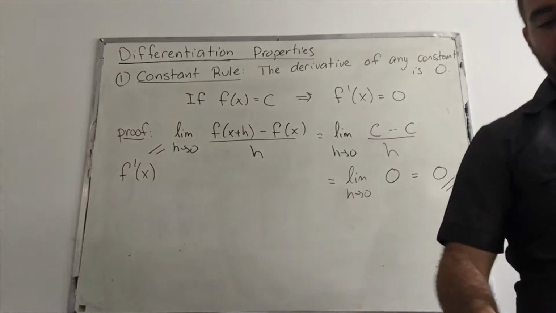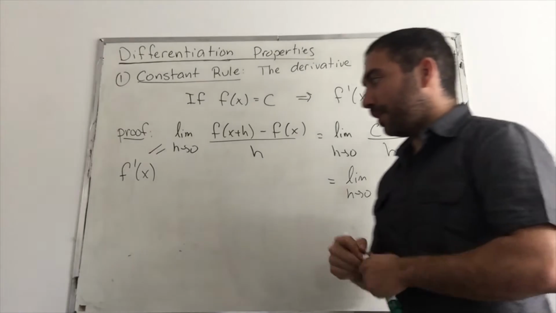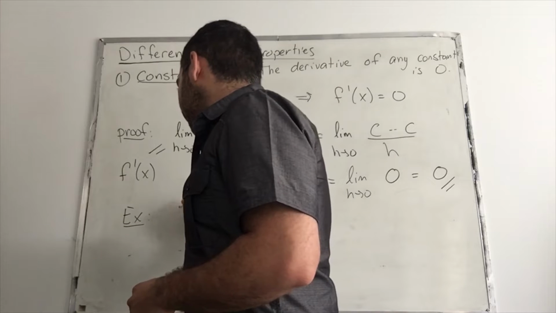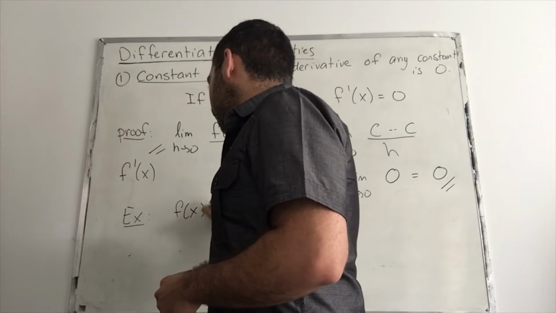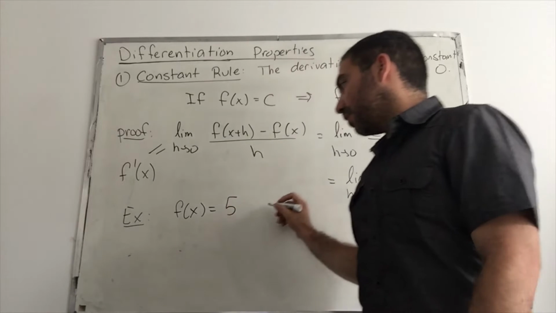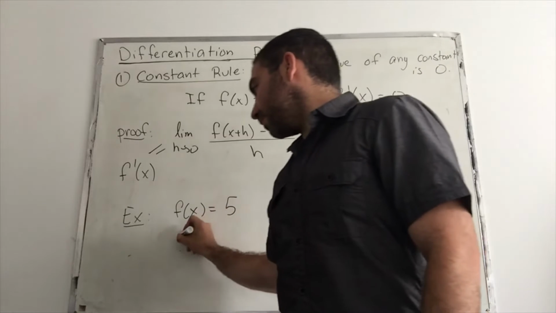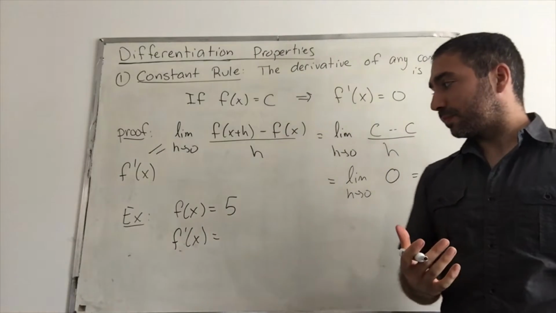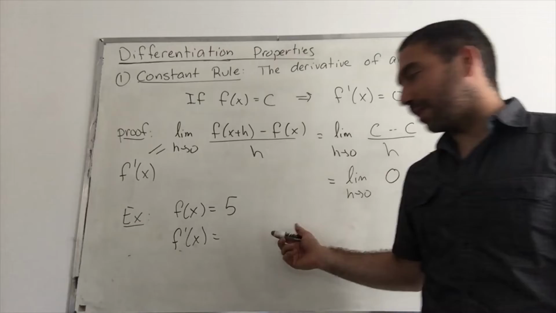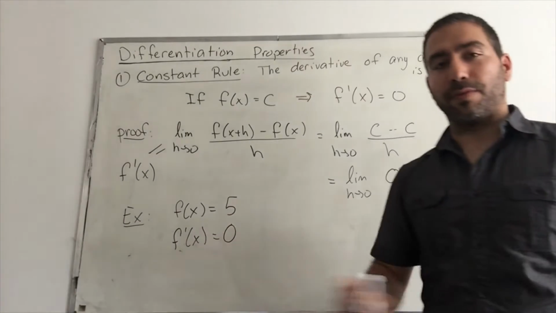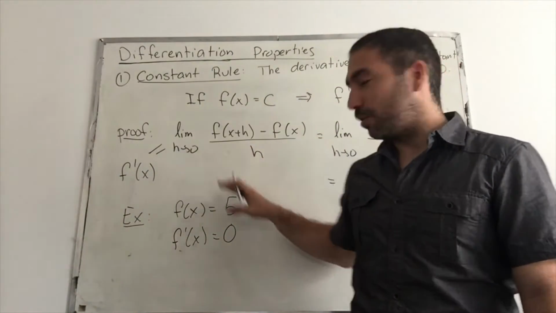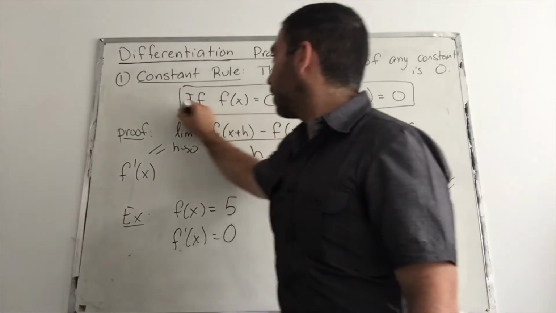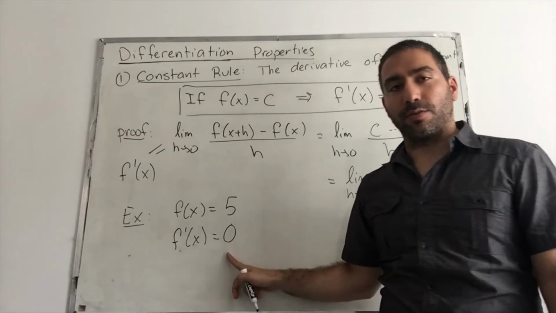Very simply, if I'm given the function f of x equals 5, what's our derivative? Right away you should see that the answer is 0. 5 is a constant. When you're taking the derivative of a constant, without having to use the limit definition, we know right away from this property that the derivative of any constant is always 0.